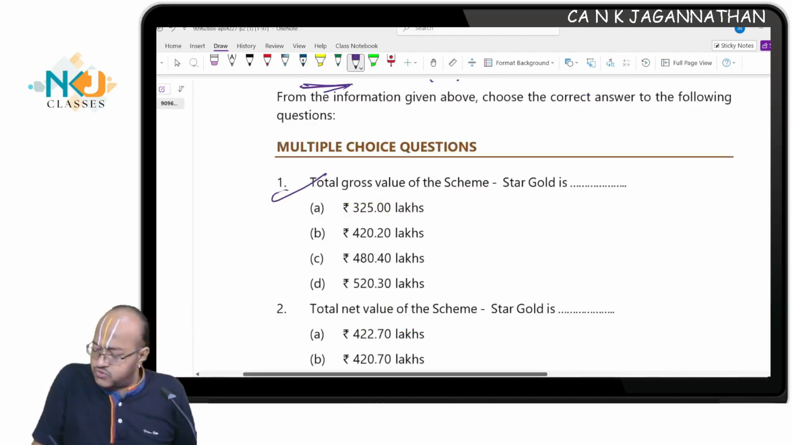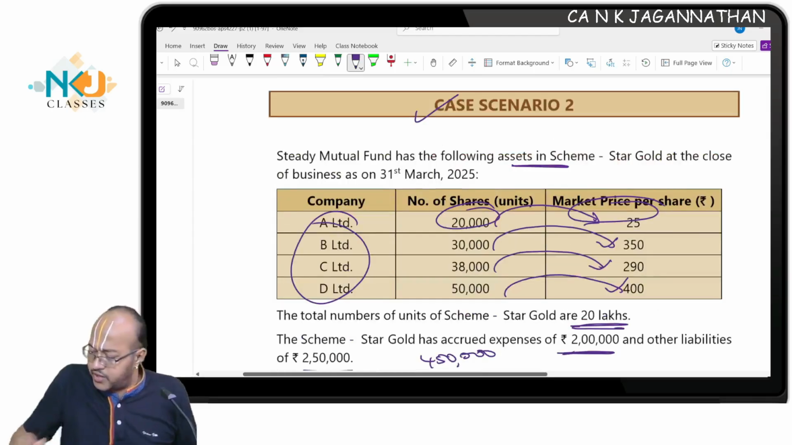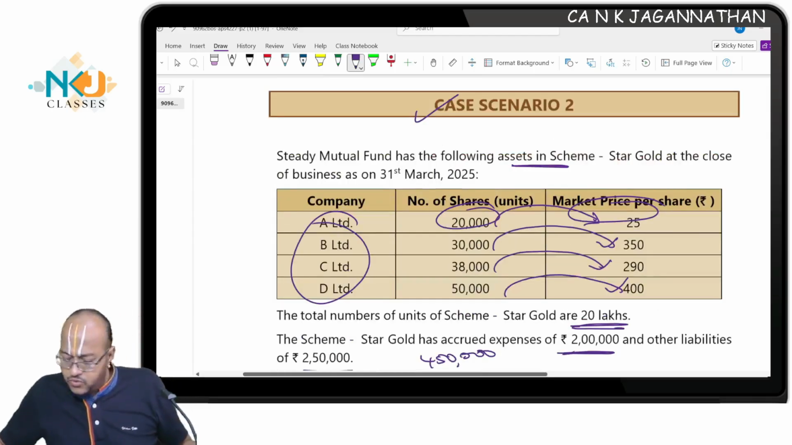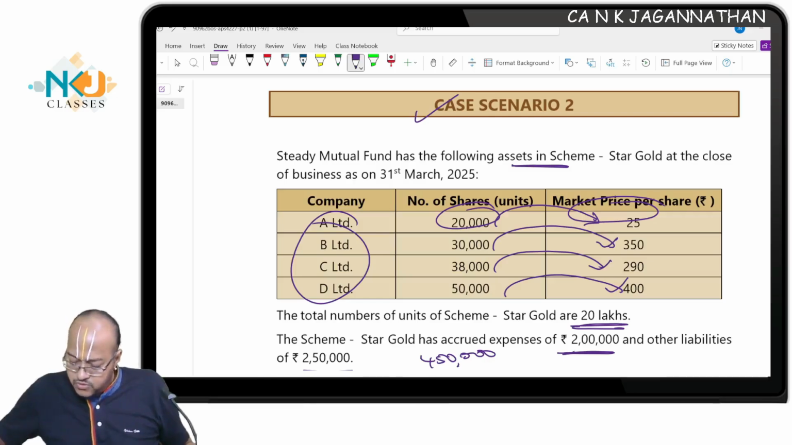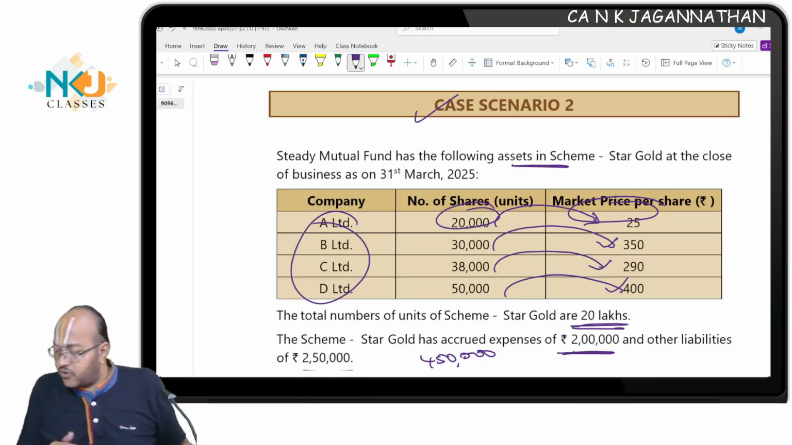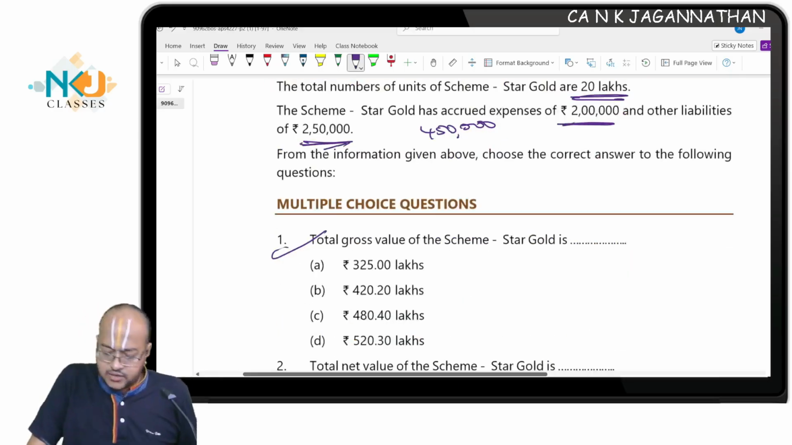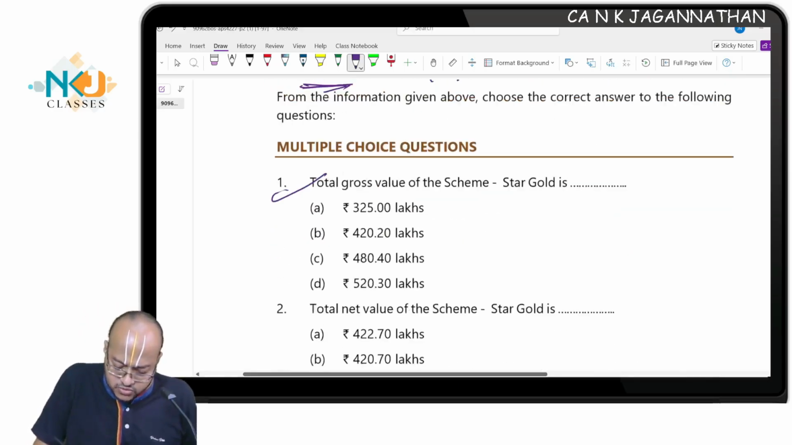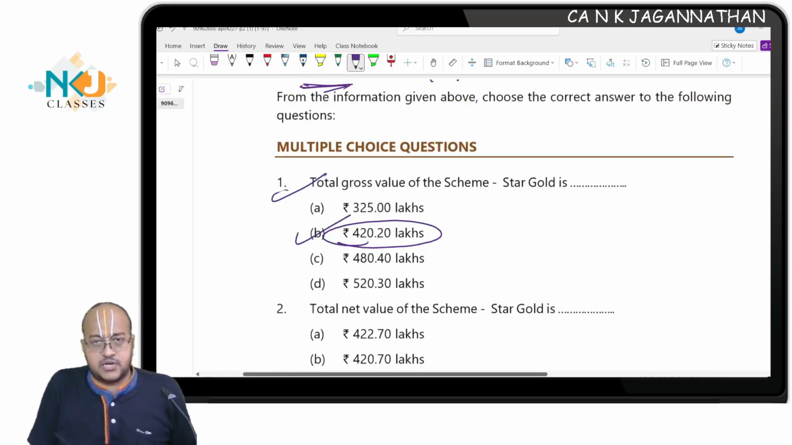How much does it come to? See, very simple. I can just calculate 20,000 into 25 lakh, then 30,000 into, okay, then 38,000 into, how much is that? 52. Recall again, 420 lakhs 20,000. So 420 lakhs 20,000 should be the solution. Here it is. Okay, 1B is the answer.